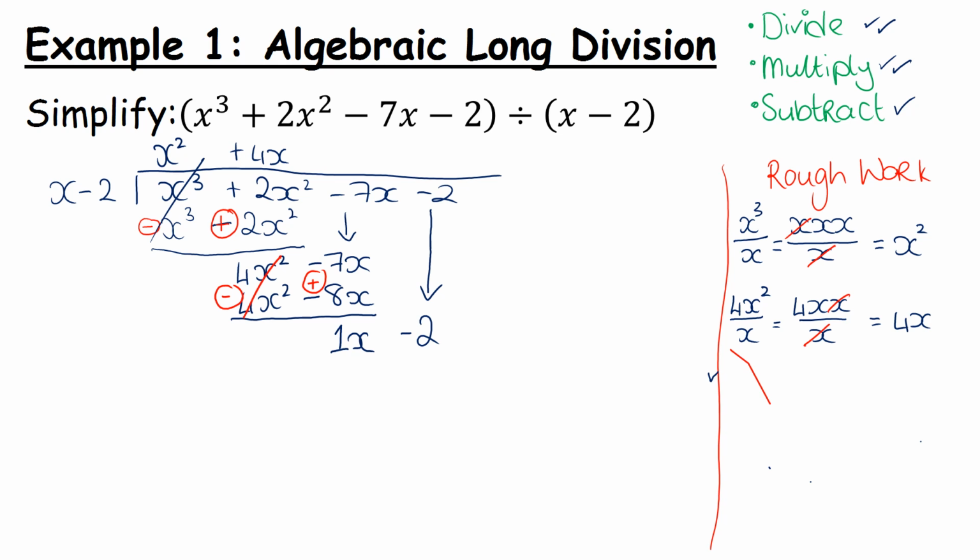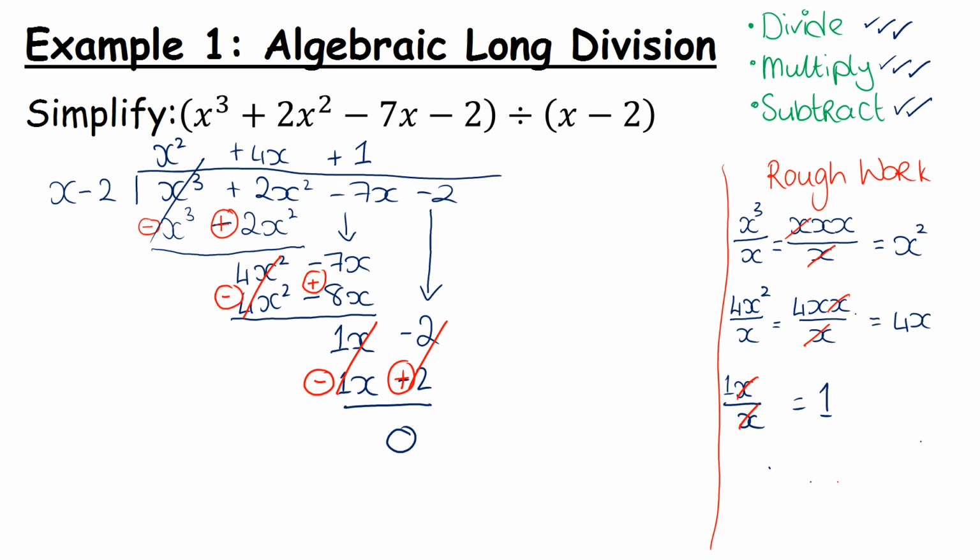So our final step, so apologies, now let's tick off the subtract. So our final round, we're going to be doing our divide first. So we have a 1x divided by x, and that gives me 1, and it's going to be a positive 1. So now we do our multiply, so we're left with 1x minus 2, and that's my multiply done. And our last step then is subtract, so we get a minus here and a plus here, so we're left with no remainder. Okay, so this is my remainder.